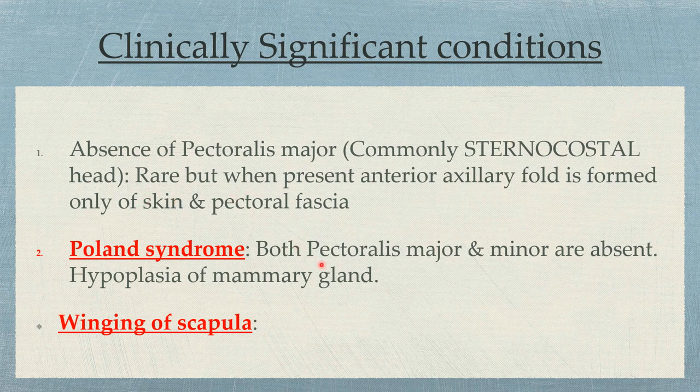Sometimes pectoralis major is absent along with pectoralis minor muscle. Whenever both these muscles are absent, this condition is called as Poland syndrome. In Poland syndrome, associated hypoplasia of mammary gland has been seen. The next very important condition is winging of scapula. So let us see the details of winging of scapula.